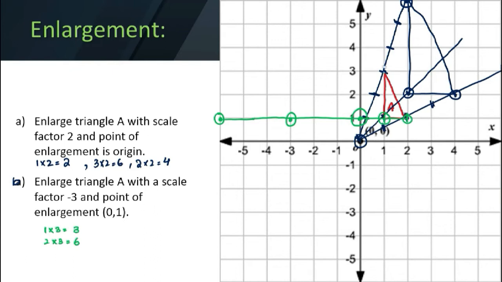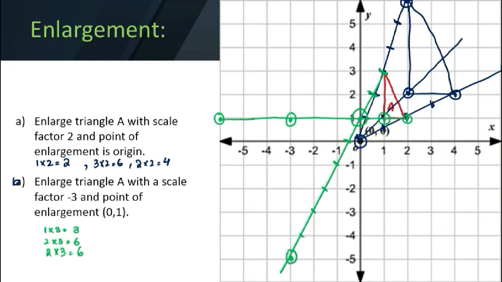So if we join this with the point of enlargement, this is our extended line. Now we will check the distance. So this distance is 1 and 2 boxes. So 2 multiplied by 3 is equal to 6. Now we will mark 6 boxes, and we will start the distance from the point of enlargement. So 1, 2, 3, 4, 5 and 6.